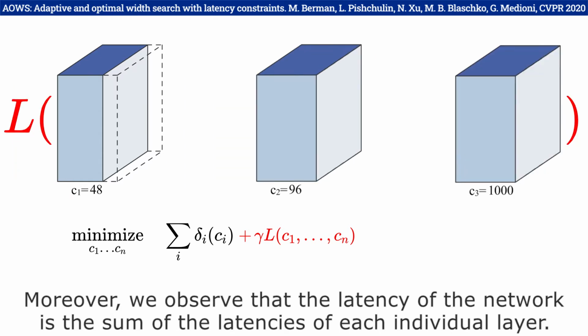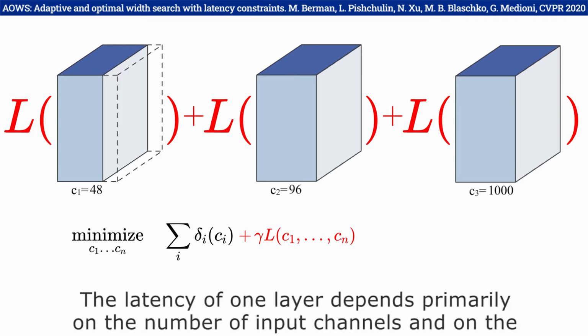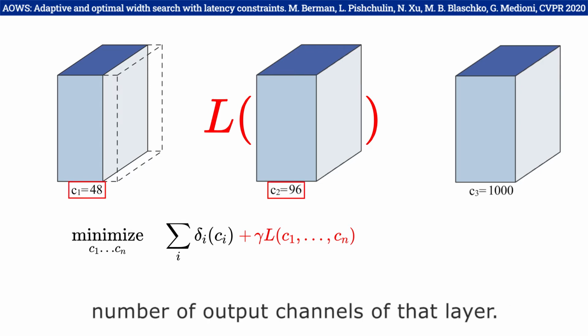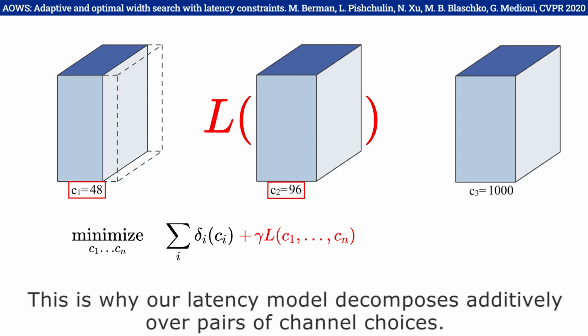Moreover, we observe that the latency of the network is the sum of the latencies of each individual layer. The latency of one layer depends primarily on the number of input channels and on the number of output channels of that layer. This is why our latency model decomposes additively over pairs of channel choices.